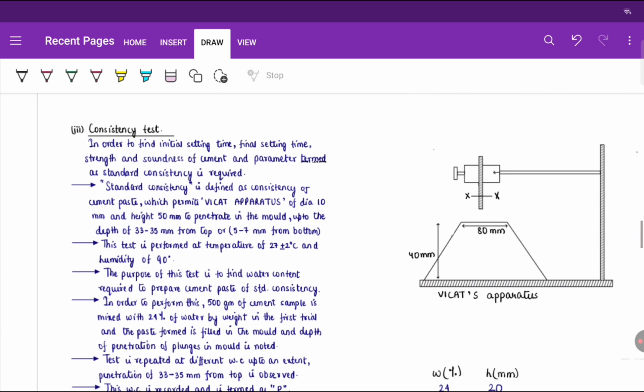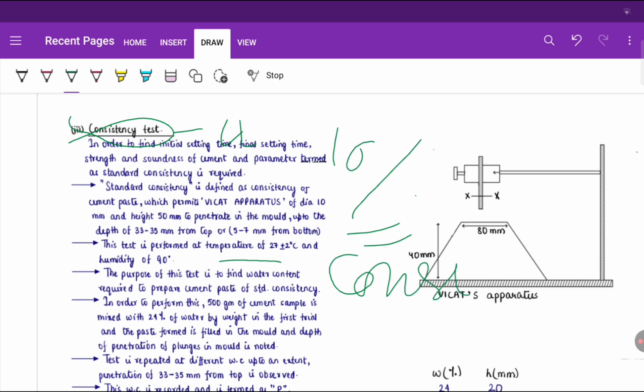Now let us see the consistency test of cement. Consistency test of cement is done to find the amount of water used to make paste of normal consistency, right? It is always expressed in percentage. So what percentage of water is required for the cement paste to make it standard consistency, right?